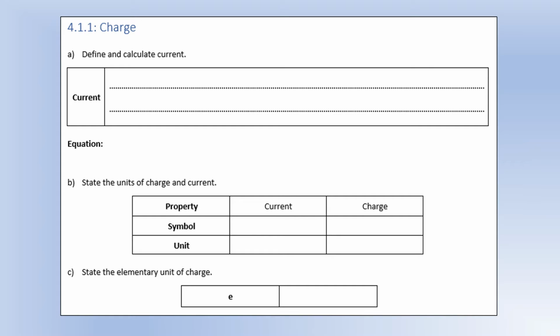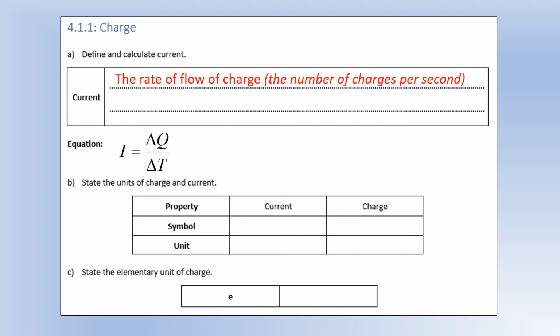So let's start off with current, which is the rate of flow of charge or the number of charges per second. Either of those two is fine. The way we model it mathematically is using the equation I = ΔQ/t: the change in charge, or the charges that pass through, over the time in which that happened. Current, we usually use the symbol I, as you can see there. Charge, we use the symbol Q. Current we measure in amps, which we usually just write an A for, and charge we measure in coulombs, which we write a C for.